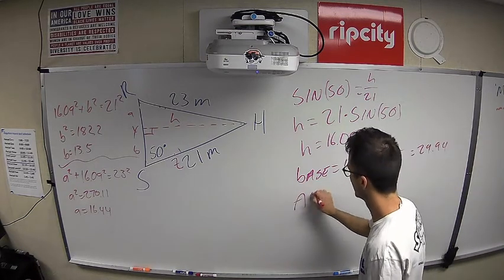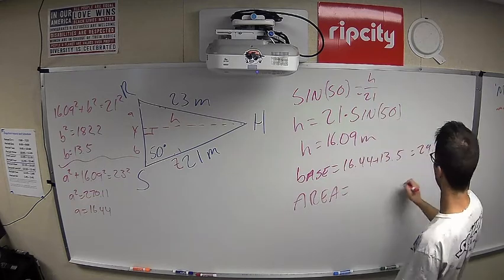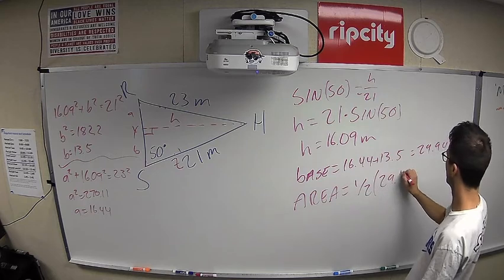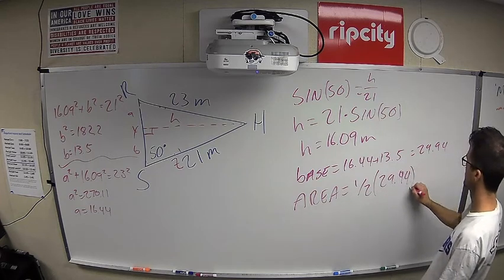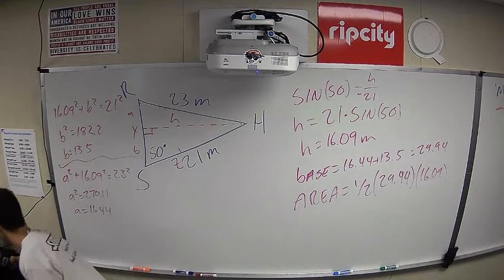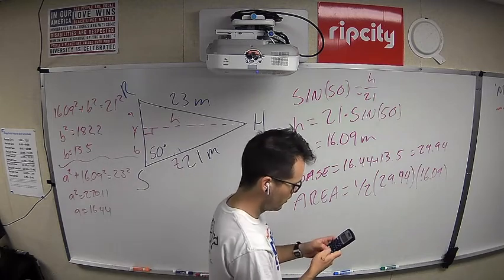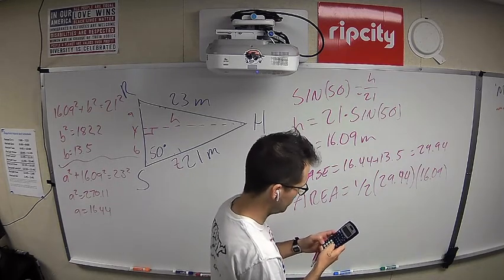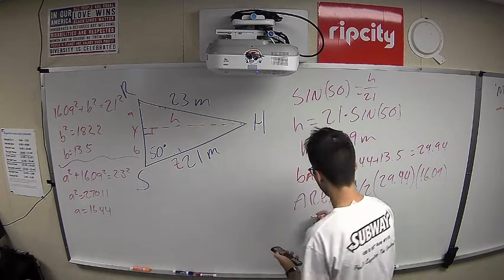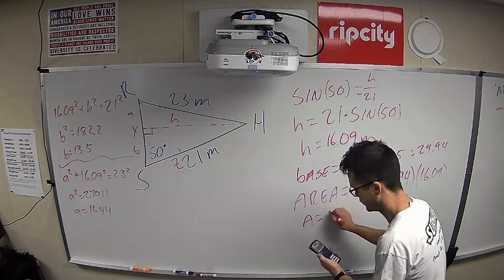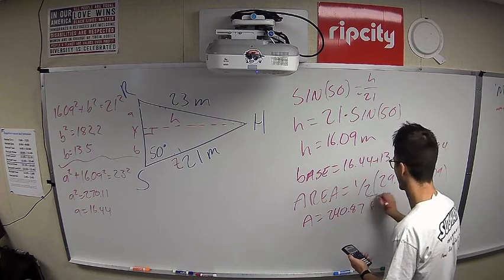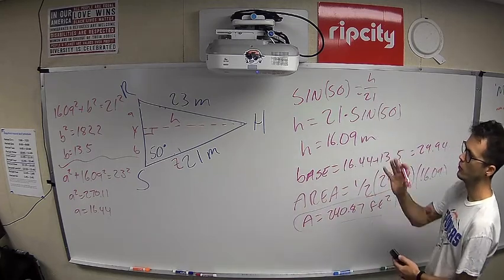Now, the area of this whole thing, this is the last piece of our puzzle. 1/2 base, which is 29.94, times our height, which is 16.09. One more calculation. 1/2 times 29.94 times 16.09, and we learned that the area of our new favorite triangle is 240.87 feet squared. Awesome.